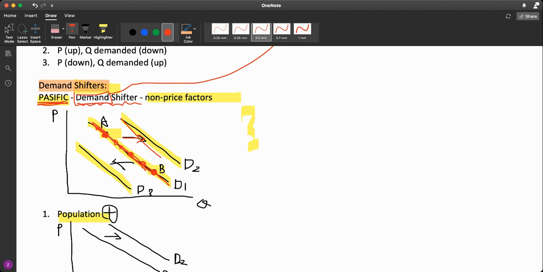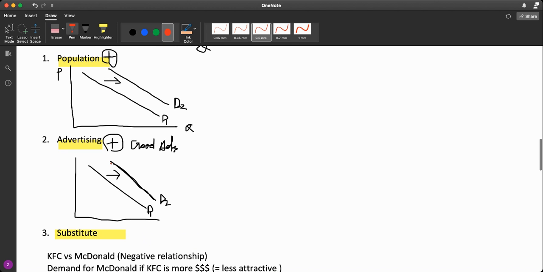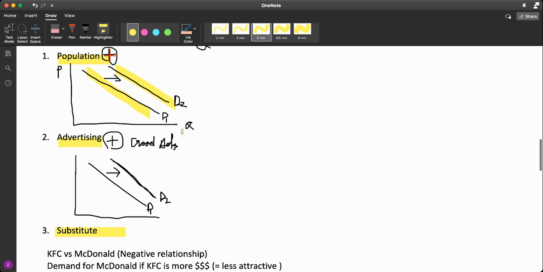First, P stands for population. If there is a greater population, there will be more demand for a certain type of good or service. So in this case, my demand curve will shift towards the right. This explains why there are so many businesses overseas trying to enter the Chinese market, because in China there's a greater population, therefore more opportunities to expand their business and more demand for the type of goods that they sell. And reversely, if the population falls, my demand will shift towards the left.